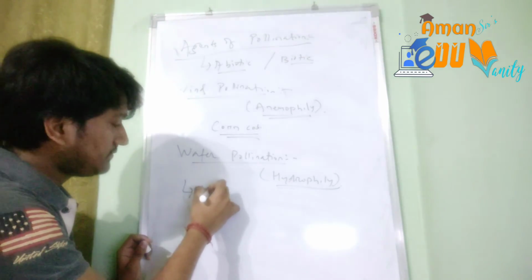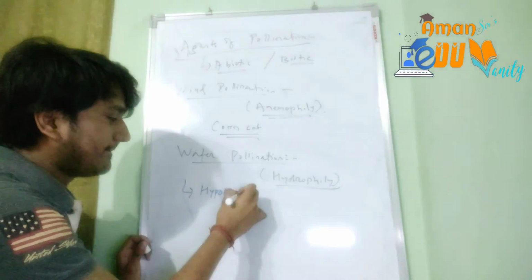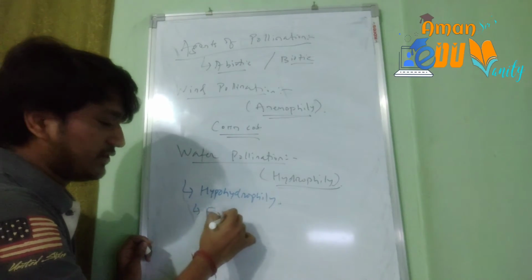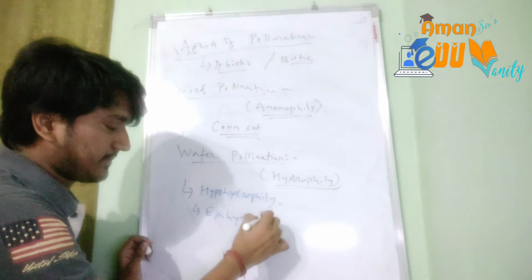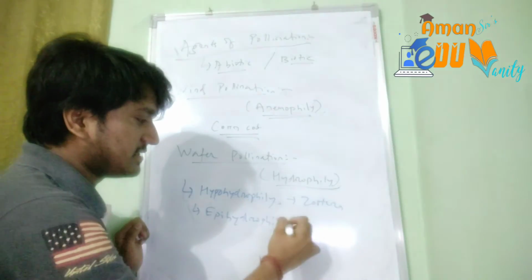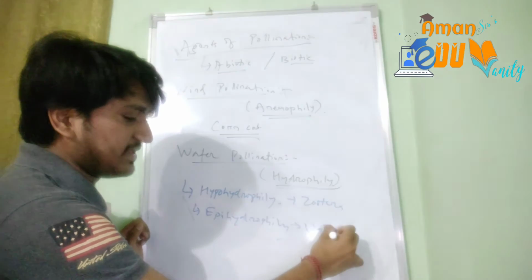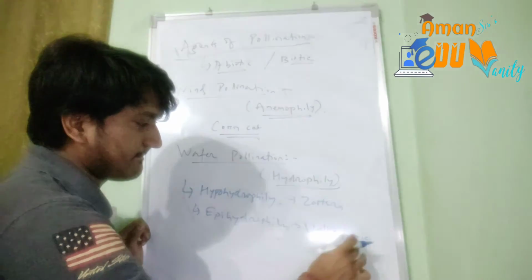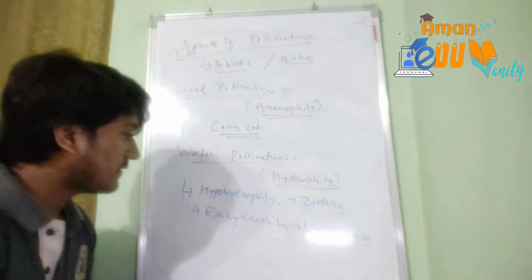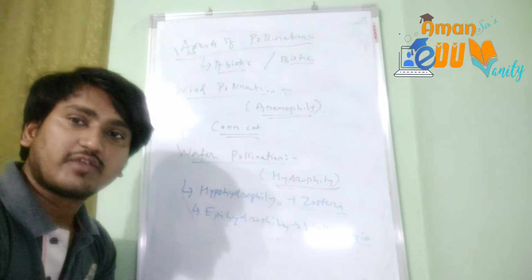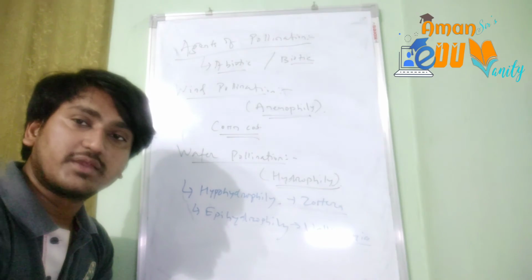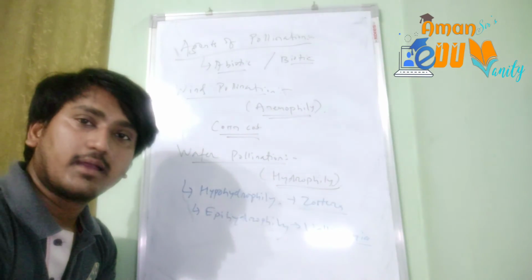One is hypohydrophily and another one is epihydrophily. Here, such as in the case of Zostera or the seagrass, and here we could use Vallisneria as an example. Okay, so hypohydrophily means that the flowers will be submerged within the water. Okay, below the surface of the water the pollination will be occurring.